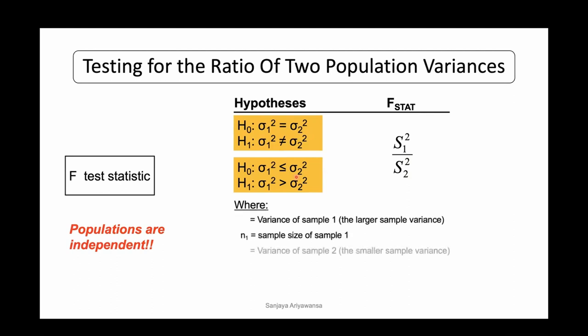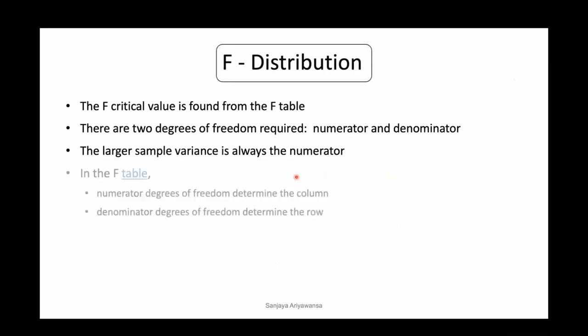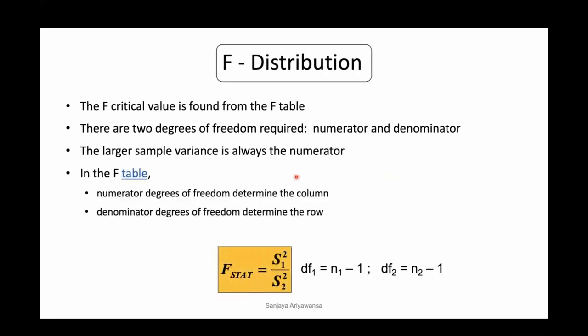How do you determine the degrees of freedom? The degrees of freedom in the F table as well is given by the degrees of freedom for your first sample, N1 minus 1, and the degrees of freedom for your second sample, N2 minus 1, right? I've given the link for an F table over here, which you can check out. I've uploaded this lesson.